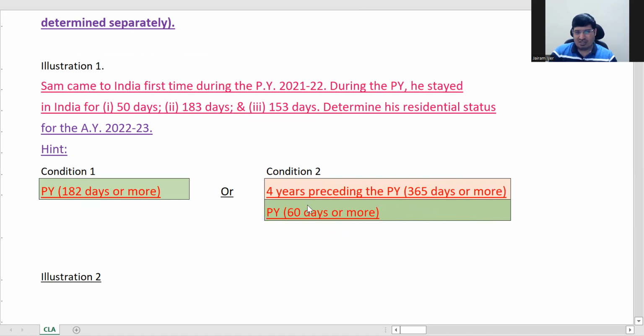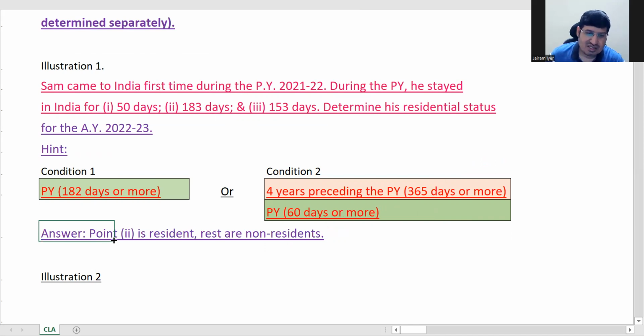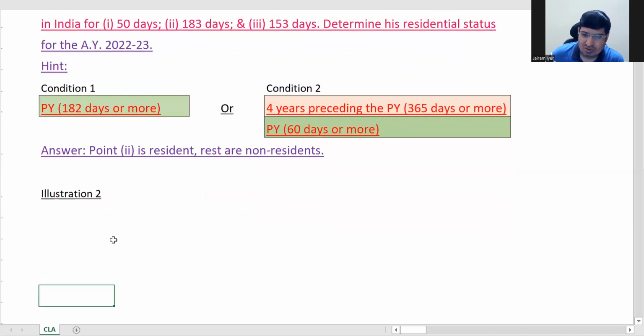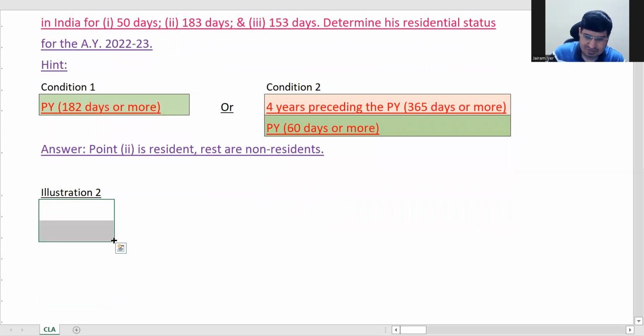Okay, समझ में आ गया होगा मेरे ख्याल से जो मैंने बोला यहाँ पे. इस कंडीशन में फर्स्ट टाइम, केम टू इंडिया फॉर द फर्स्ट टाइम, मैंने 4 years इमीडिएटली प्रीसीडिंग द प्रीवियस ईयर में 0 दिन इंडिया में था, इसीलिए कंडीशन 2 कैंसिल हो गया. ओके, चलो नाउ विल गो टू द नेक्स्ट प्रॉब्लम.